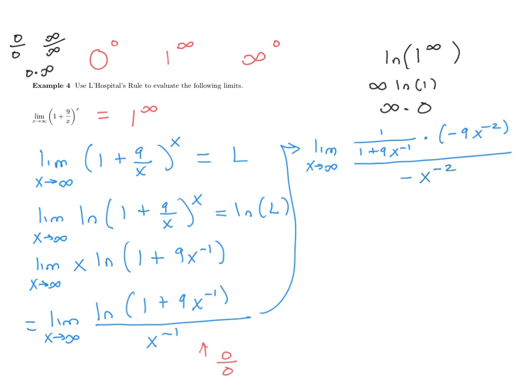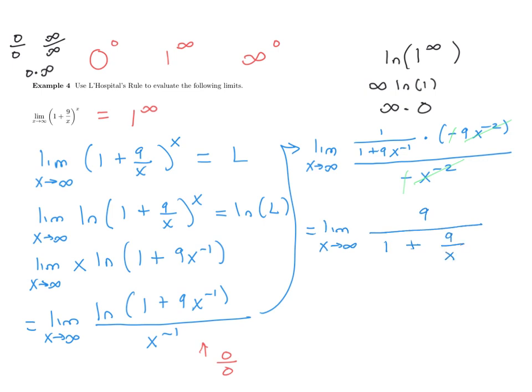A lot of stuff cancels. This negative cancels with that. The x to the negative 2 cancels with the x to the negative 2. This entire denominator is 1. 9's left over. I don't need this fraction anymore. It's divided by 1. I'll just write down this. I'll include the 9. And in fact, I'll put the 9 here. This is the limit as x goes to infinity of 9 divided by 1 plus, and I'll put 9 over x.